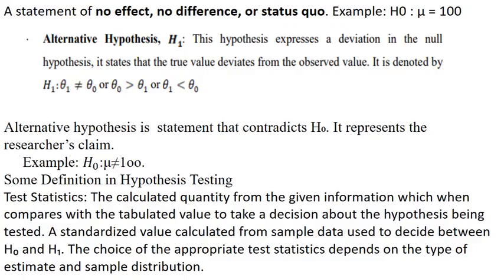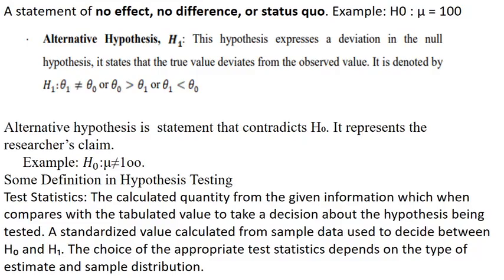Also, in hypothesis testing or statistical inference, we have some definitions. The first one is the test statistic. The test statistic is a quantity calculated from the given information, which is compared with the tabulated value to take a decision about the hypothesis being tested. It is a standardized value calculated from sample data that can be used to decide between H naught and H1. The choice of appropriate test depends on the type of estimate and the sample distribution.